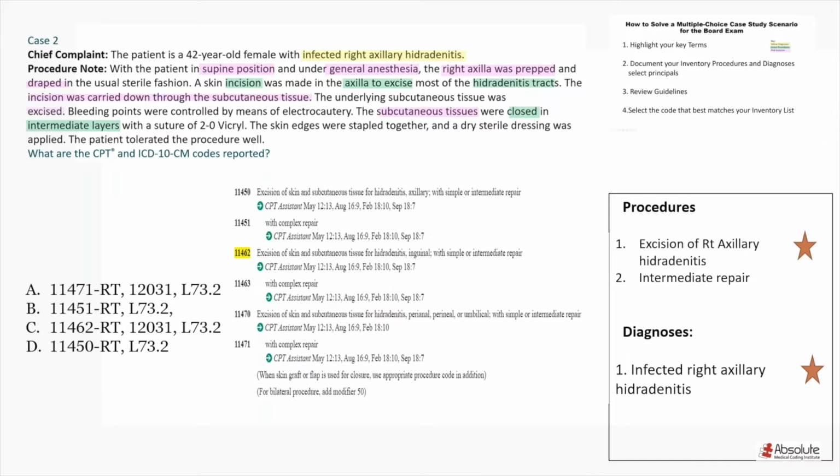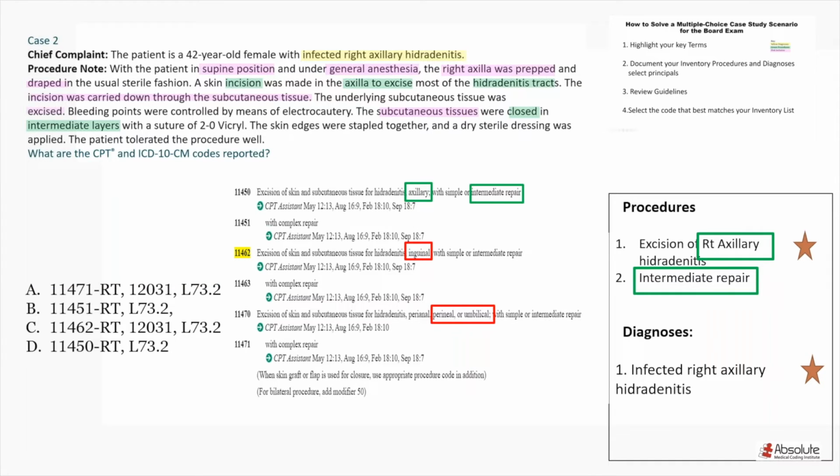Now let's take the correct answer from the possible four options. Before this, as I said earlier, the hidradenitis might be present in different locations, and we have separate CPT procedures for the excision of these hidradenitis based on their locations. So these are the CPTs. You can see one is available for excision of the hidradenitis in the axillary location. Next, you can see excision of the hidradenitis in the inguinal region, and 11470 for the excision of the hidradenitis in the perianal or umbilical region as well. In our procedure inventory, we have excision of hidradenitis in the axillary location, and an intermediate repair was performed.